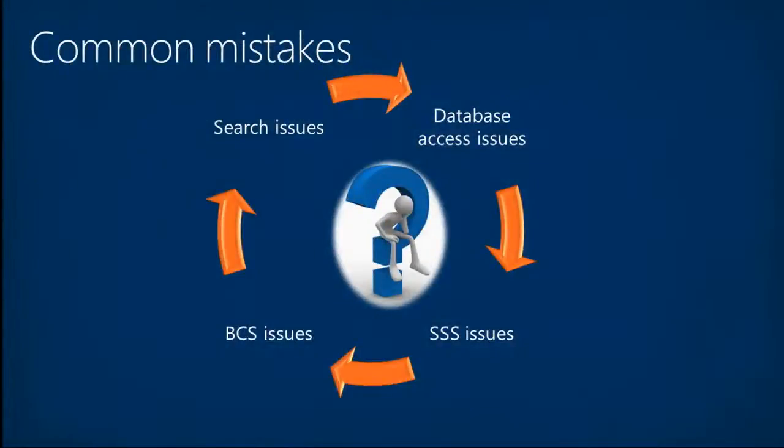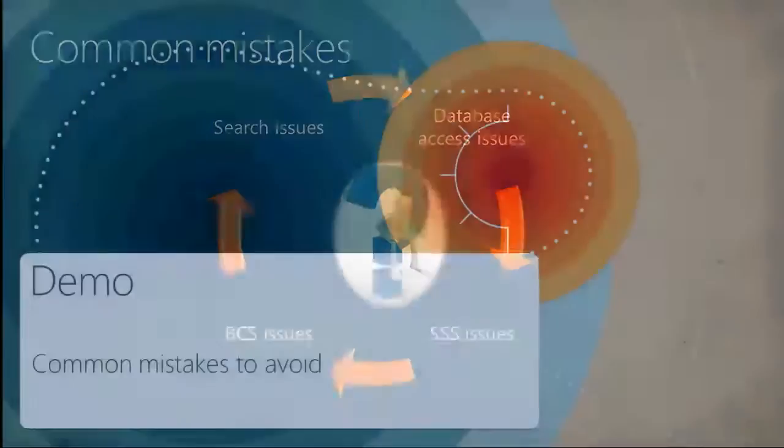All right. So some of the common mistakes that we have are database access issues, secure store, BCS, and trying to figure out what's going on from the crawling. Now, what we'll end up doing is we'll play around as our demo continues and kind of talk about some of these aspects.